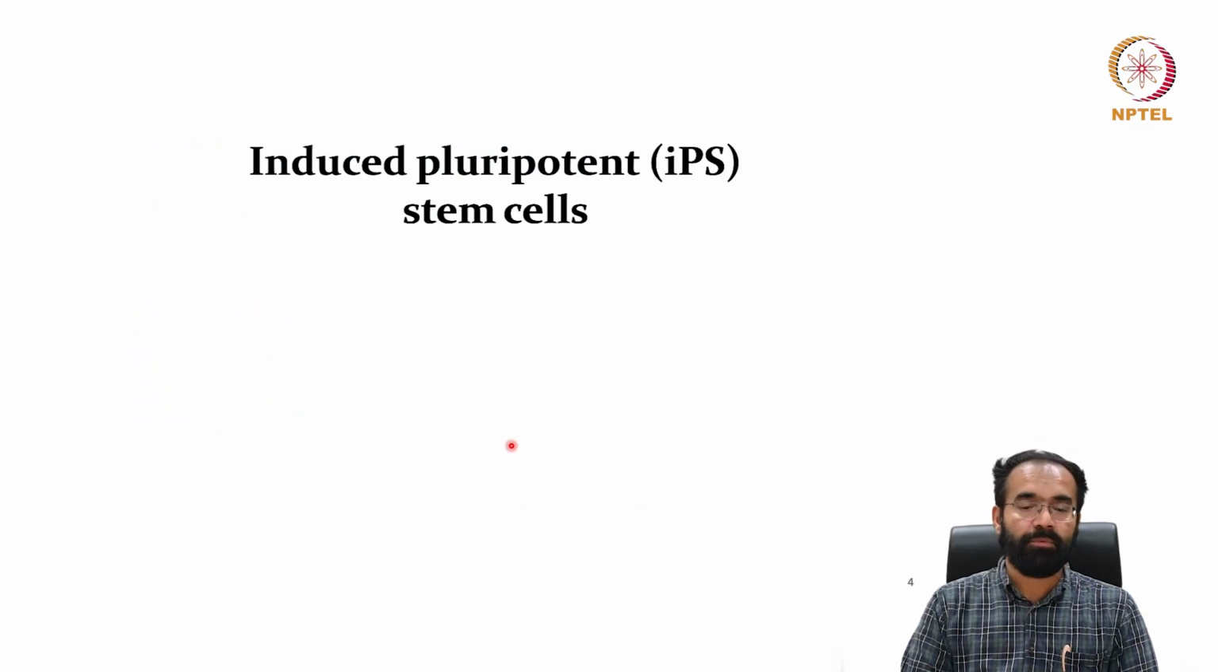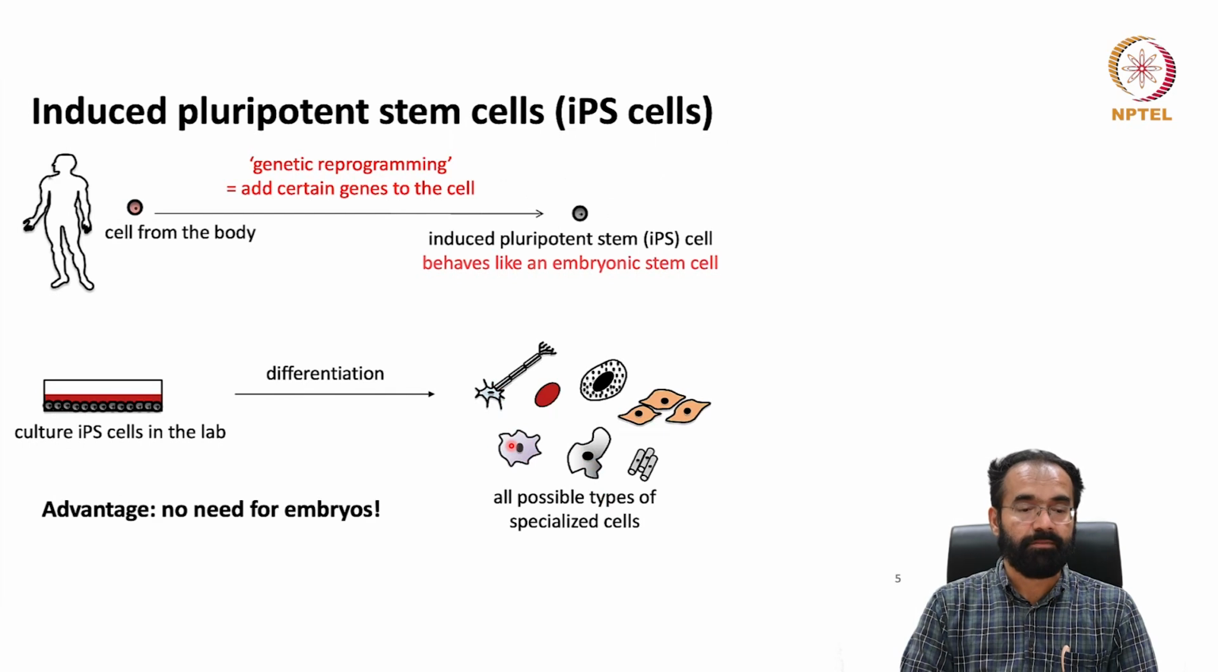So let us see about induced pluripotent stem cells. Induced pluripotency starts with a cell from the body. This is the body and one cell is plucked. And then you are doing genetic reprogramming. Certain genes such as Yamanaka factors need to be expressed, and you end up getting an induced pluripotent cell that behaves like an embryonic stem cell.